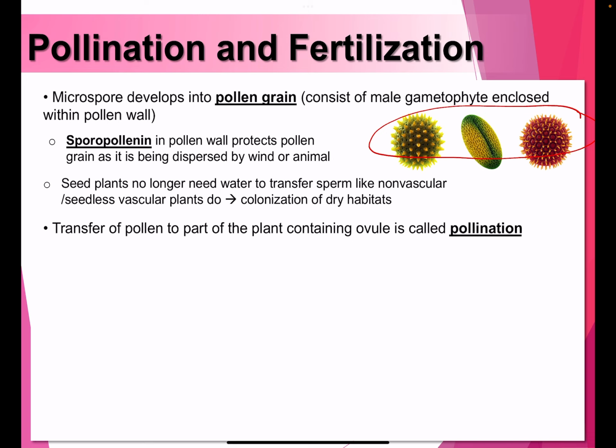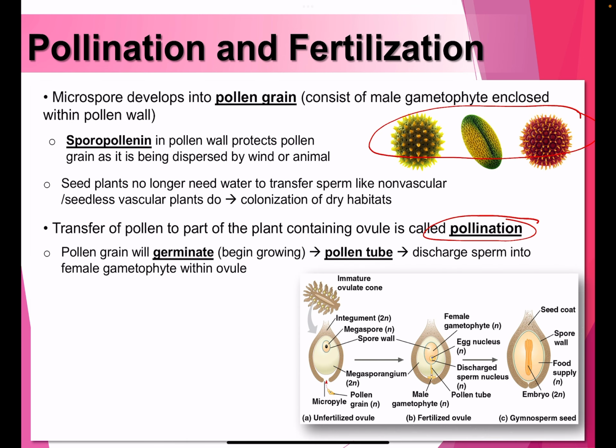Now, before fertilization can happen, the pollen grain must reach the part of the plant containing the ovule, and that process itself is called pollination. So that's why pollination must happen before fertilization. And once the pollen grain does that, it will germinate. Germinate means it will begin growing. And once it begins growing, it will also grow a pollen tube. Okay. And the pollen tube is what discharges sperm into the female gametophyte within the ovule.